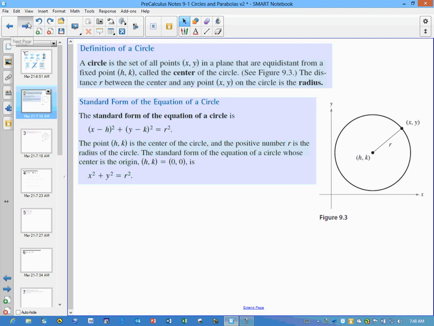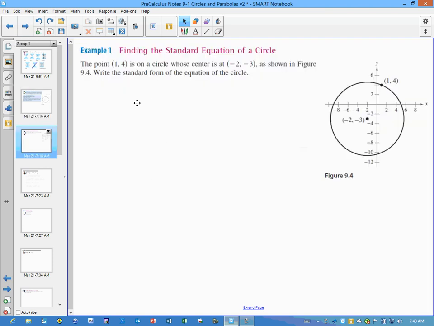Alright, so let's look at an example of what we need to be able to do here. Let's say we're given the point (1, 4) is on the circle, and they tell us the center is (-2, -3), and they want us to write the standard form of the equation of the circle. And here's a diagram that shows you visually what we're looking at. (-2, -3) is the center, and (1, 4) is on the circle.